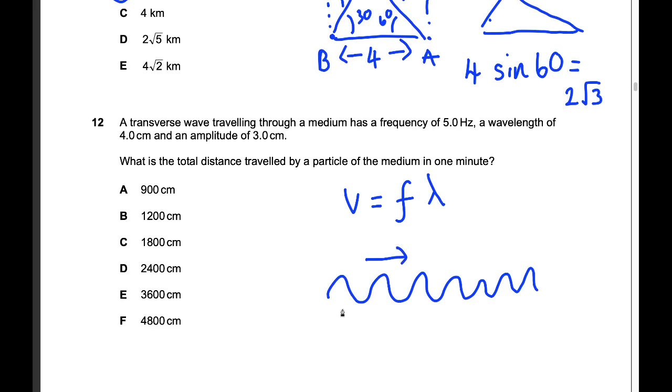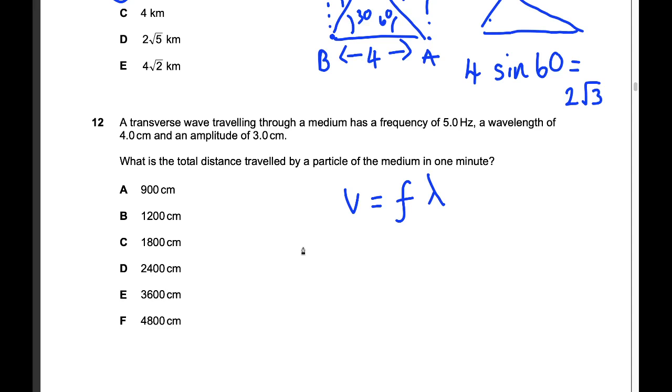But an individual molecule of water, say, all that will ever do is oscillate up and down as the waves pass. It won't move left to right. It is just oscillating up and down. That is the interesting thing about waves. They transfer energy without transferring mass, without transferring any mass.